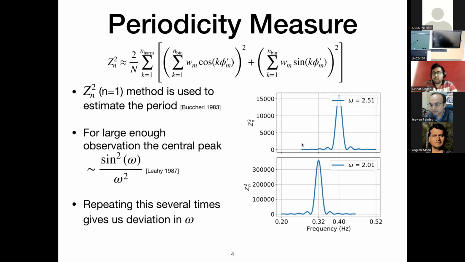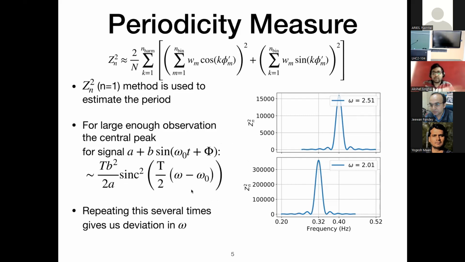Lilley has shown that this shape is supposed to look like a sinc square, and we will use this to actually extract this. So for one simulation, we have got one value of period. We do this multiple times, and we get the statistics of the derived parameter, right?